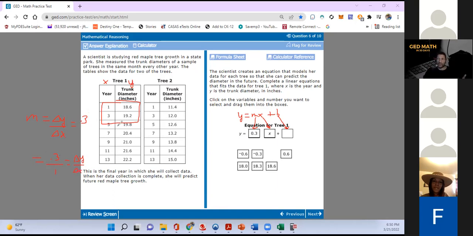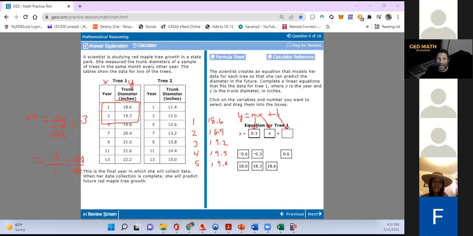Let's look at this table. Every time I change my X by 1, my Y is going to change by 0.3. So watch this. 1, 18.6. My X changes by 1, my Y changes by 0.3, 18.9. My X changes by 1, my Y changes by 0.3, 19.2. My X changes by 1, my Y changes by 0.3, 19.5. My X changes by 1, my Y changes by 0.3, 19.8.